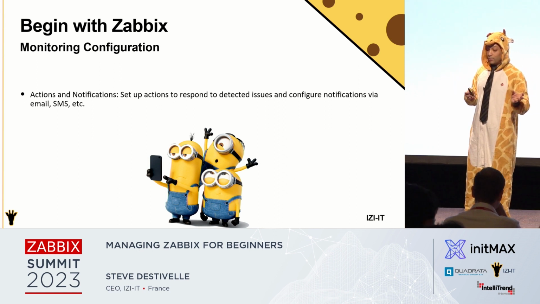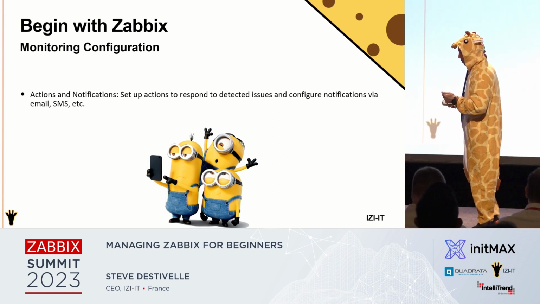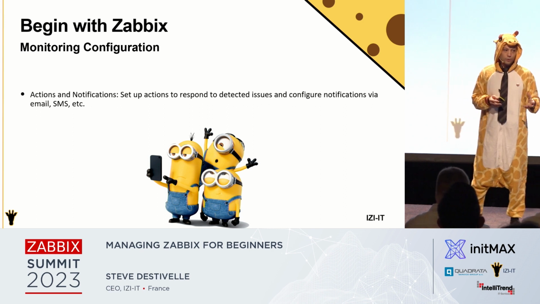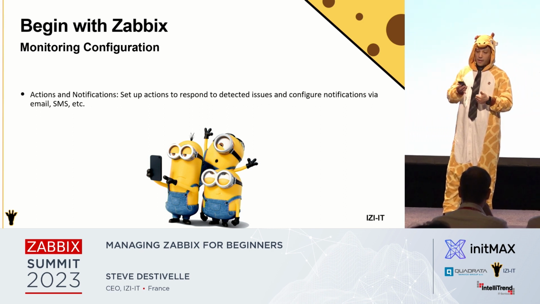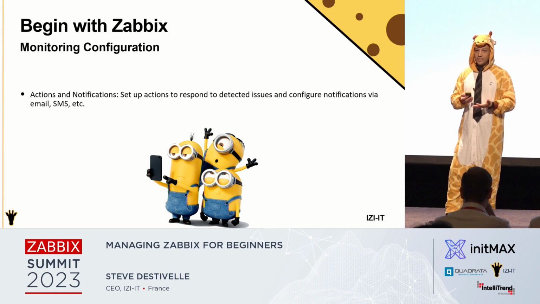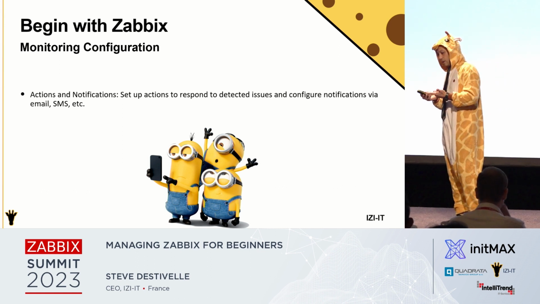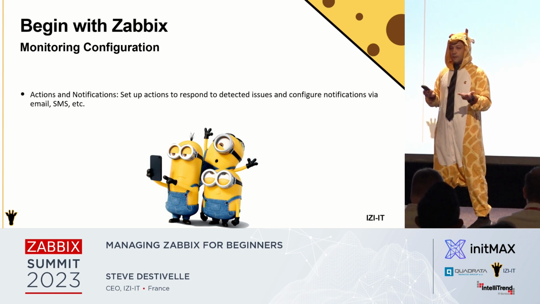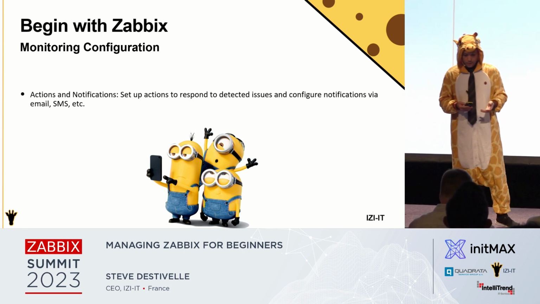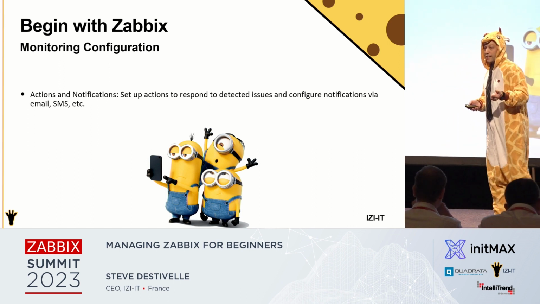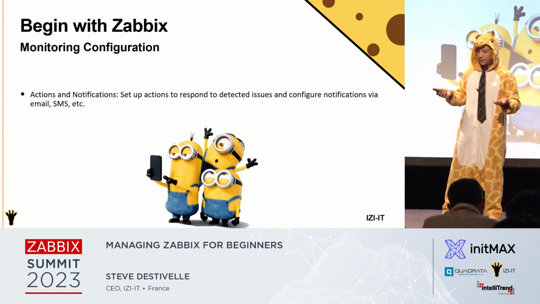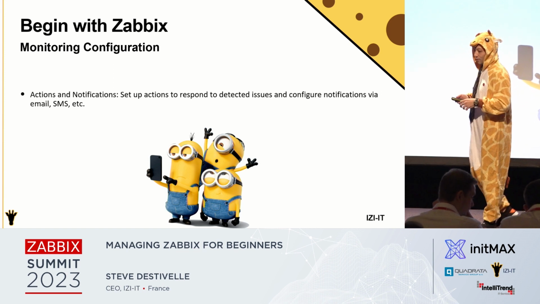After that, you need to set up actions and notifications, thanks to the webhook, to add more value to Zabbix, because now we're able to create tickets natively in ServiceNow, in GLPI, or other ITSM solutions. We could also send an email, or send notifications to WhatsApp or Teams, natively with Zabbix.